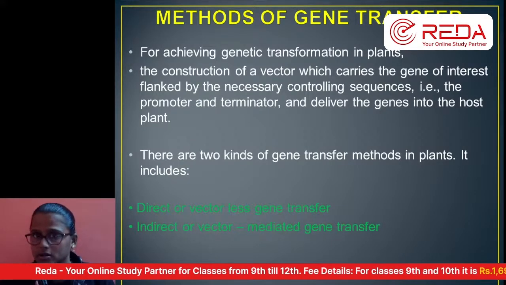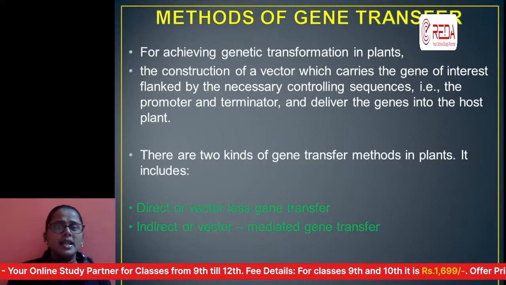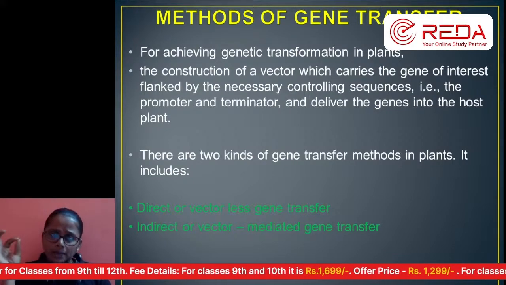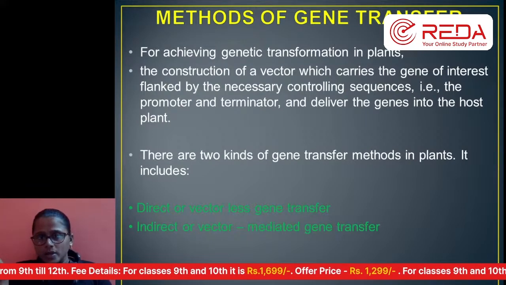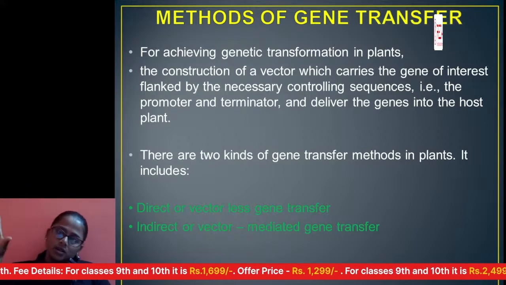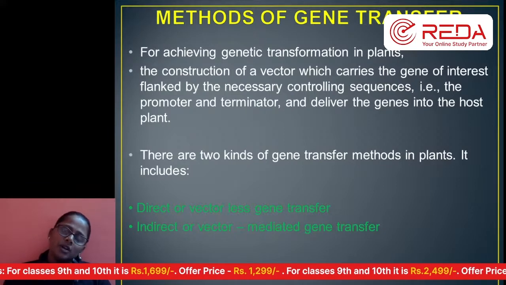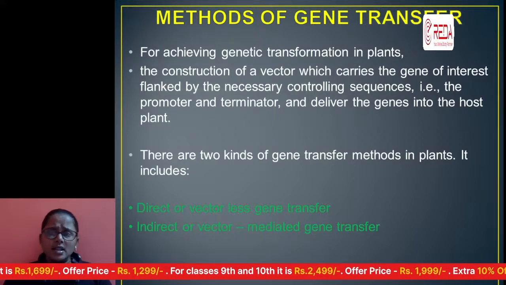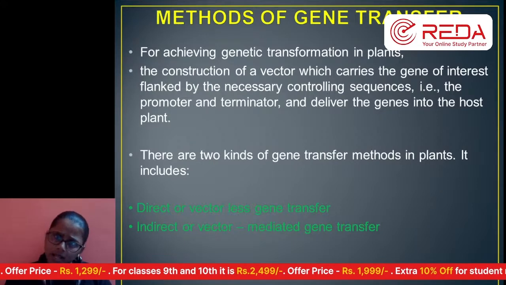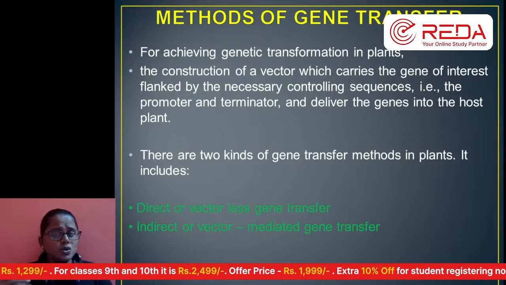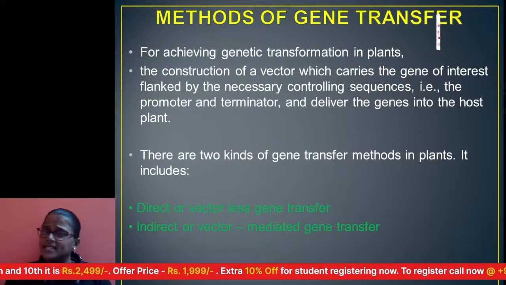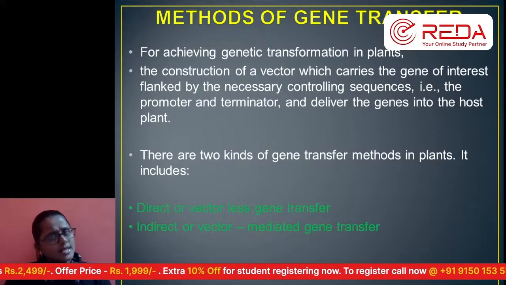No vectors. Whereas the second method is the indirect method or vector mediated method. Here we are going to select a gene, cut and paste it in a vector, and transfer this vector. So these are the two different methods of gene transfer. Whenever you are constructing a vector or whenever you are taking the gene of interest, you should be very careful that it must have the controlling sequence. So what is this controlling sequence?